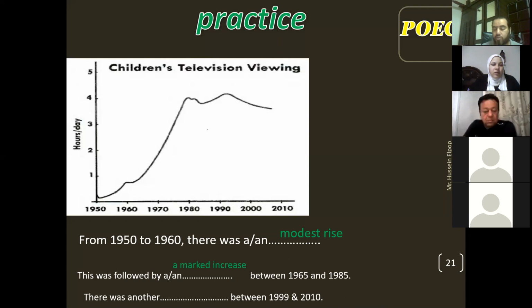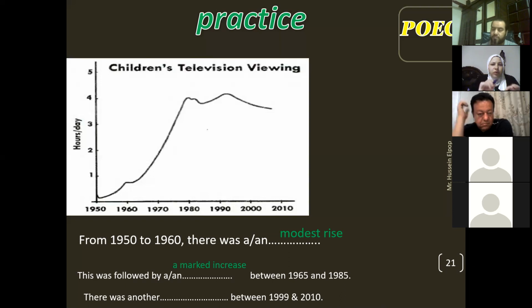There was another one, 2010. I can't see this sentence. Where is the sentence? It's maybe down at the bottom of the slide. I'm going to say there was another space between 1999 and 2010. So look at the picture and tell me.